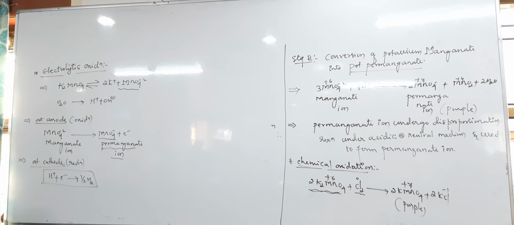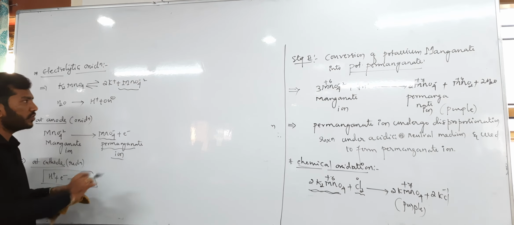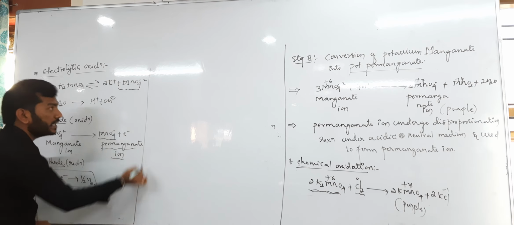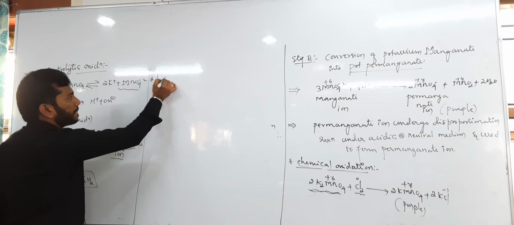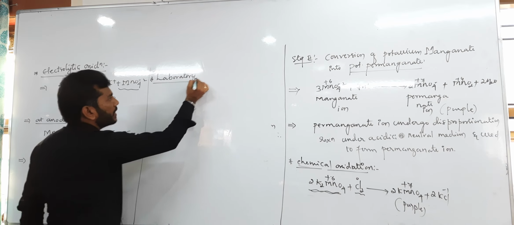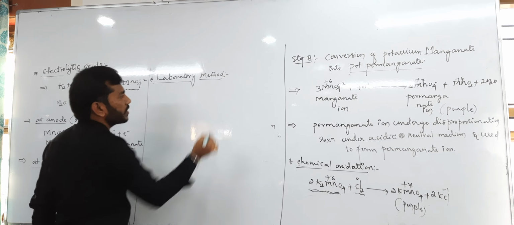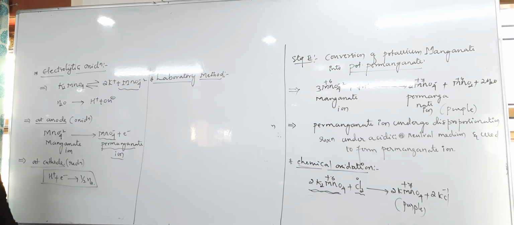Then how can we prepare potassium permanganate via the laboratory method? How do the reactions take place in this particular preparation? It's a very simple thing. Let us talk about that. Please do focus on this: the laboratory method for preparation of potassium permanganate.